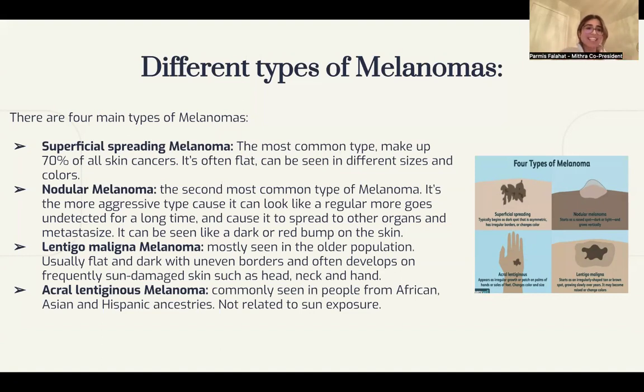But lentigo maligna melanoma is usually seen in older populations, and it's usually flat and dark with uneven borders. It usually occurs in areas such as the head, the neck, and especially the hands, which are just areas that are in the sun for long periods of time. Then we have acral lentiginous melanoma. This is mostly seen in individuals of African, Asian, and Hispanic descent, and it's not related to sun exposure.